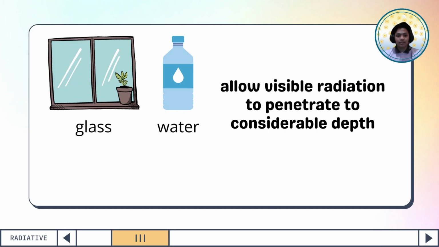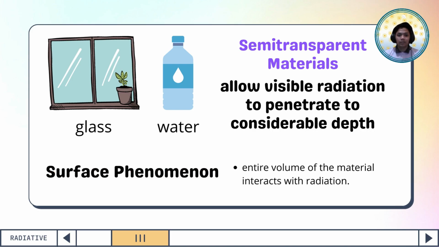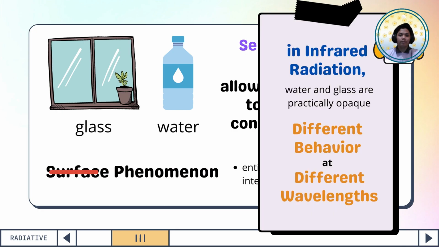But other materials like glass and water allow visible radiation to penetrate to considerable depth before any significant absorption takes place. These now are called semi-transparent materials. These are no longer considered a surface phenomenon because the entire volume of the material interacts with the radiation. However, when it comes to infrared radiation, water and glass are practically opaque. This suggests that materials can show different behavior at different wavelengths. Now, this is an important aspect in the study of radiative properties like emissivity, absorptivity, reflectivity, and transmissivity of materials.